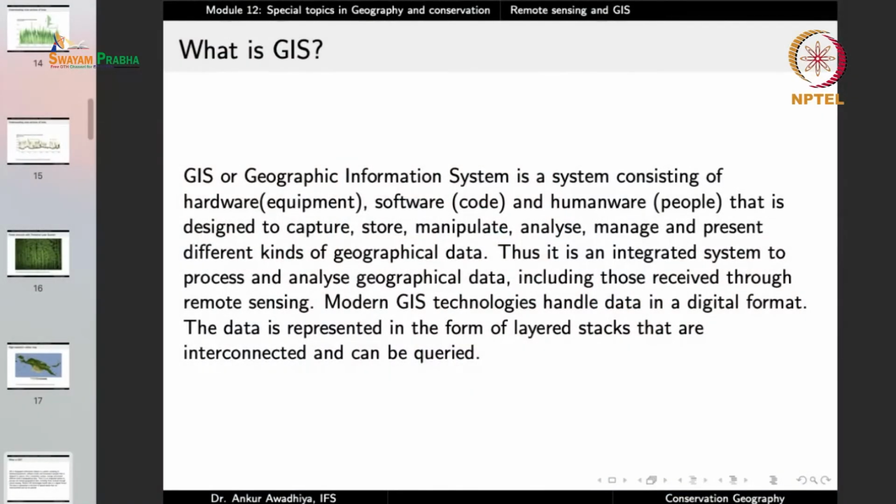Now, doing all of these computations comes under the purview of GIS, which is Geographic Information System, a system consisting of hardware or equipment, software or code, and humanware or people that is designed to capture, store, manipulate, analyze, manage, and present different kinds of geographical data. Thus, it is an integrated system to process and analyze geographical data, including those received from remote sensing.